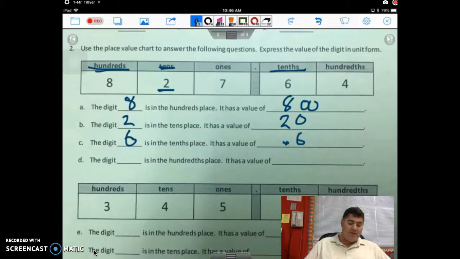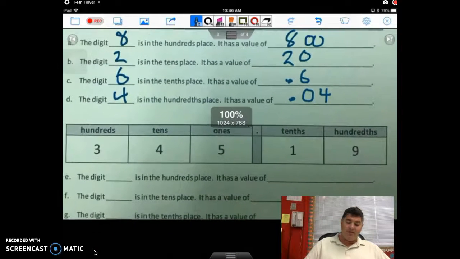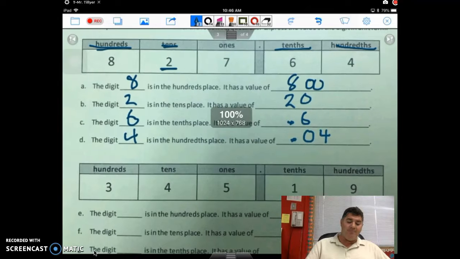0.6. The digit blank is in the hundredths place. The hundredths would be 4. And the value is 0.04. Okay? So that's pretty simple, pretty straightforward. I think you guys can do that one. Let's not worry about the second part.